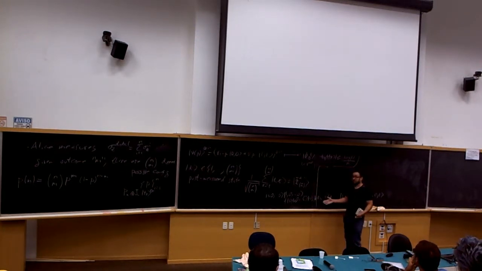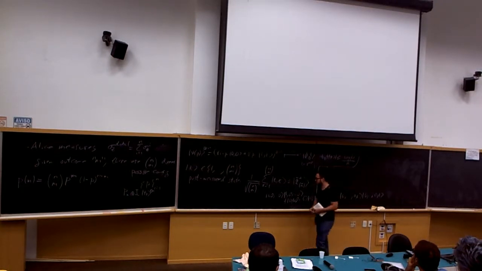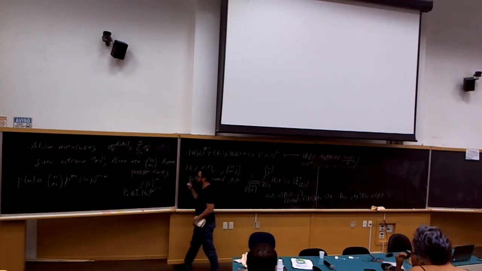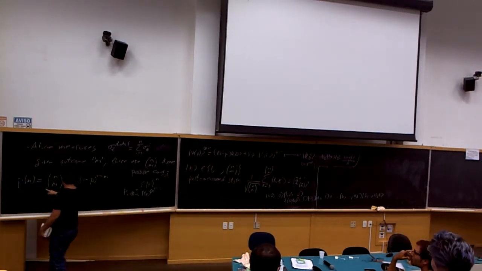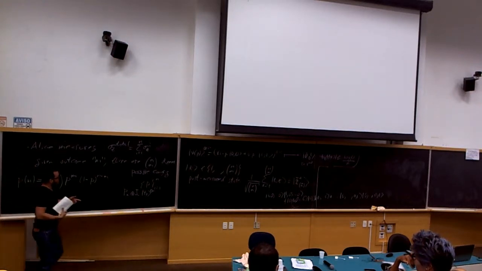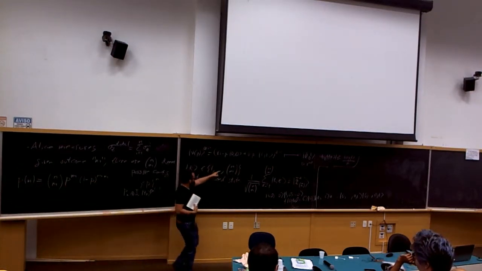But if Bob doesn't have this information about M, they don't know where the entanglement is. So that's the point. We want to analyze this. So we measure M. M has a binomial distribution. That's the distribution of getting a particular M. Given this M, we have a maximally entangled state of dimension n choose m.